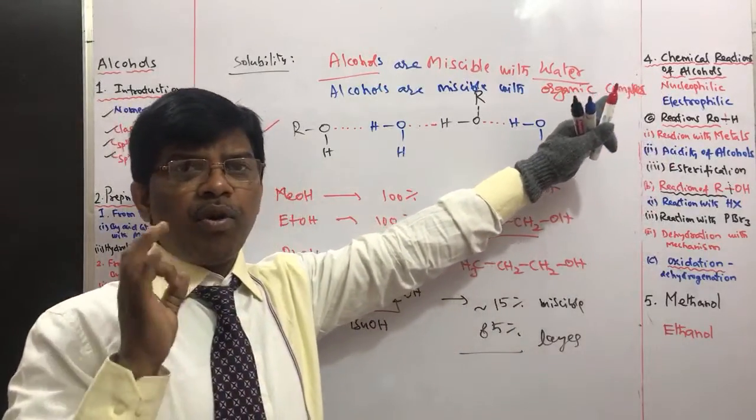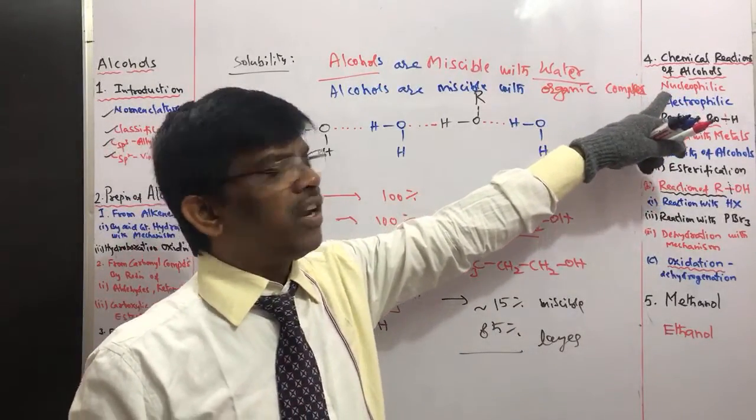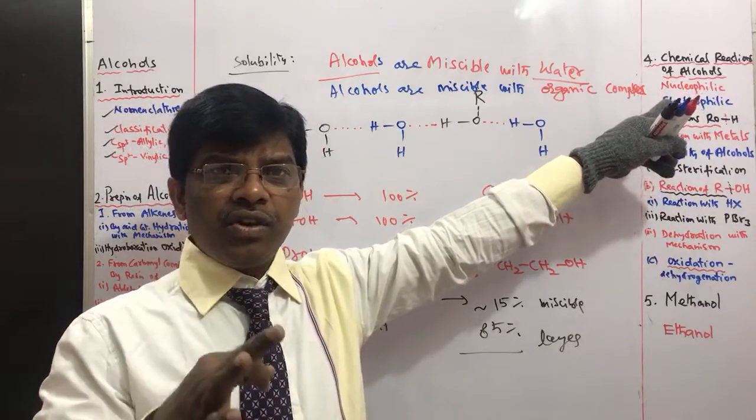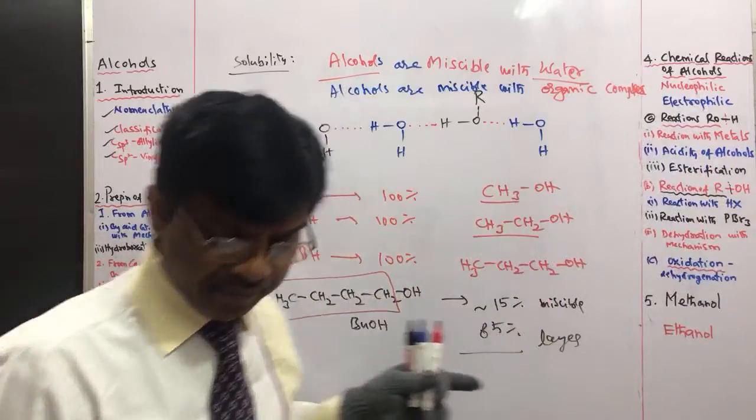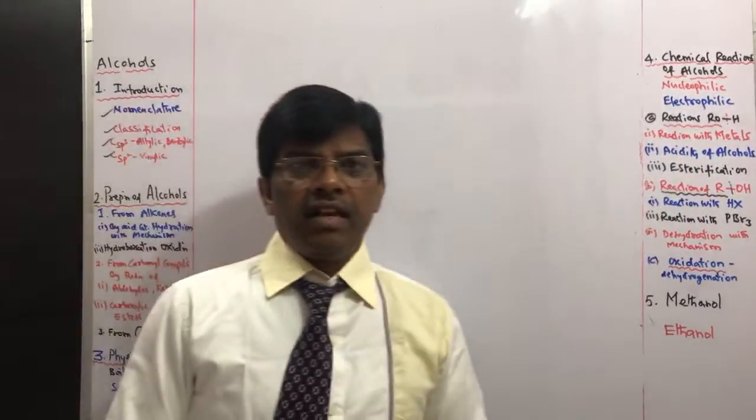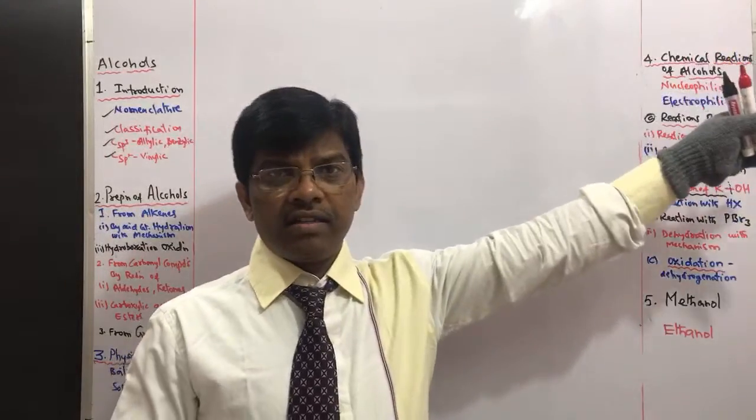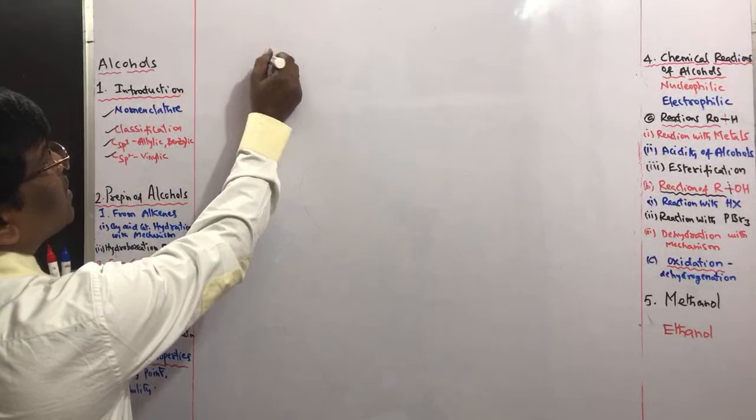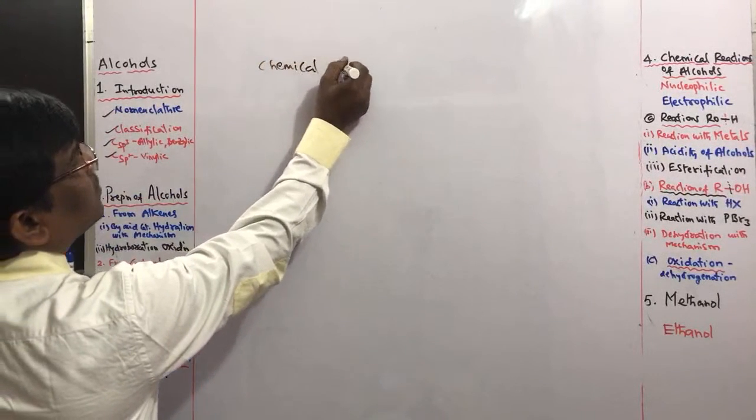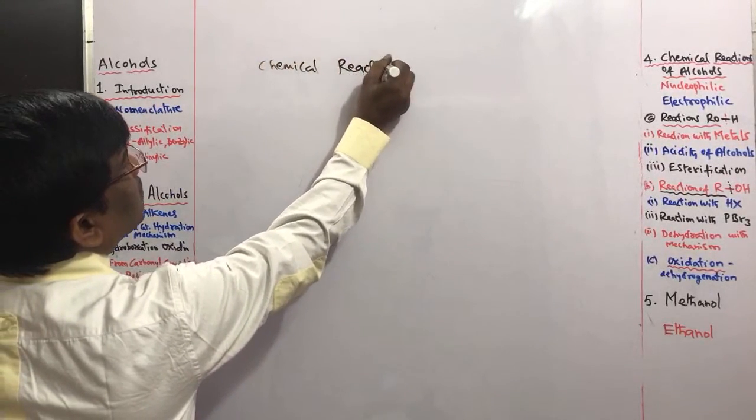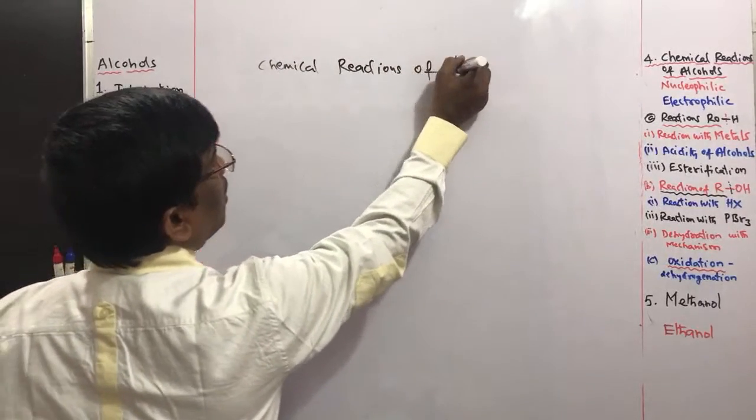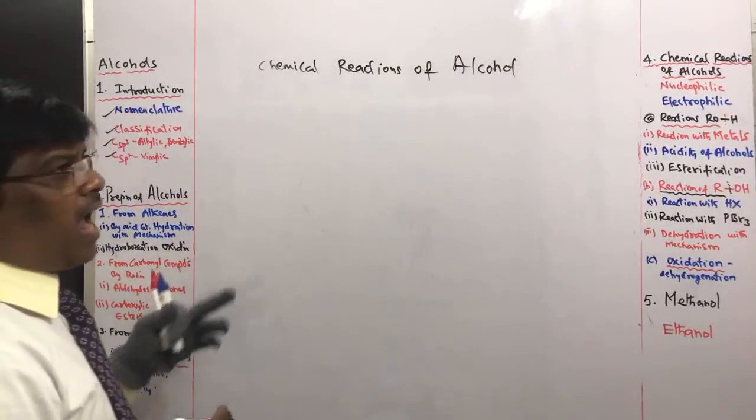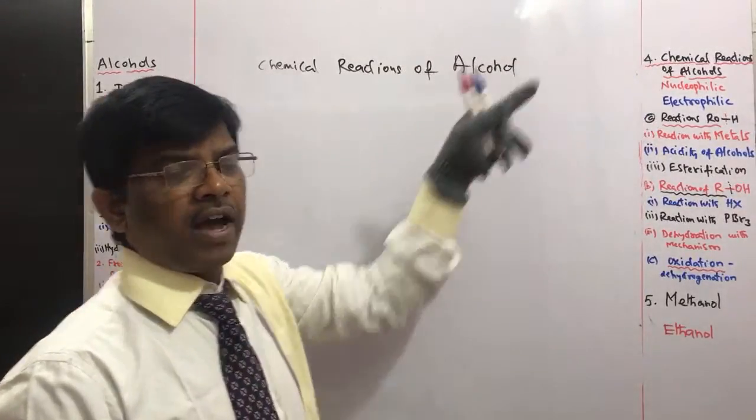Then the very important concept of alcohols is the chemical reactions of alcohols, where alcohols are going to react as nucleophiles as well as electrophiles. Let us see the chemical reactions of alcohols. Chemical reactions of alcohols can be broadly divided into two types, where alcohol is going to act as nucleophile and electrophile.